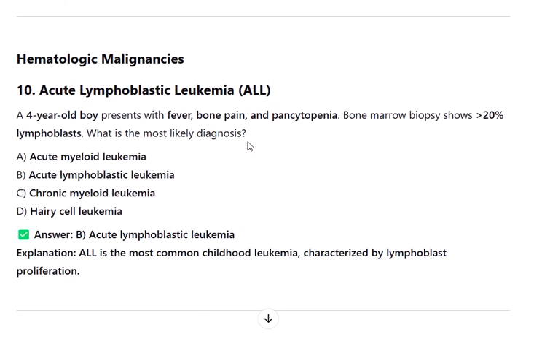Hematologic malignancies. 10. Acute lymphoblastic leukemia, ALL. A 4-year-old boy presents with fever, bone pain, and pancytopenia. Bone marrow biopsy shows 20% lymphoblasts. What is the most likely diagnosis? A. Acute myeloid leukemia. B. Acute lymphoblastic leukemia. C. Chronic myeloid leukemia. D. Hairy cell leukemia. Answer B. Acute lymphoblastic leukemia. Explanation: ALL is the most common childhood leukemia, characterized by lymphoblast proliferation.